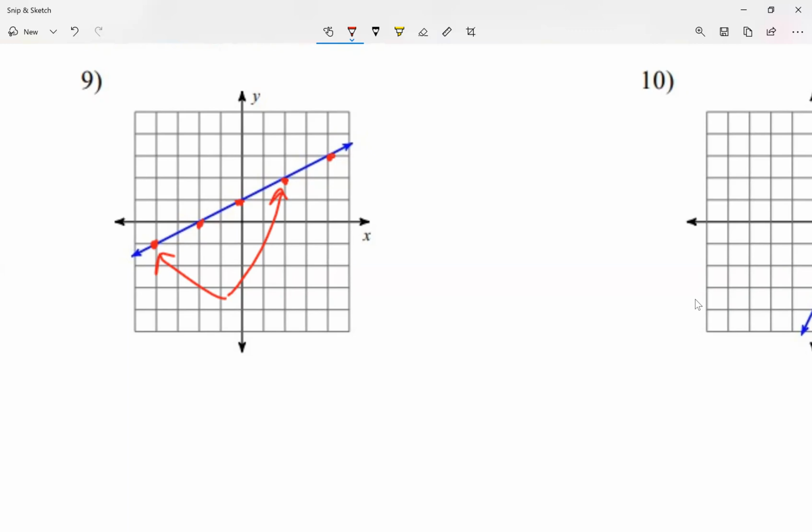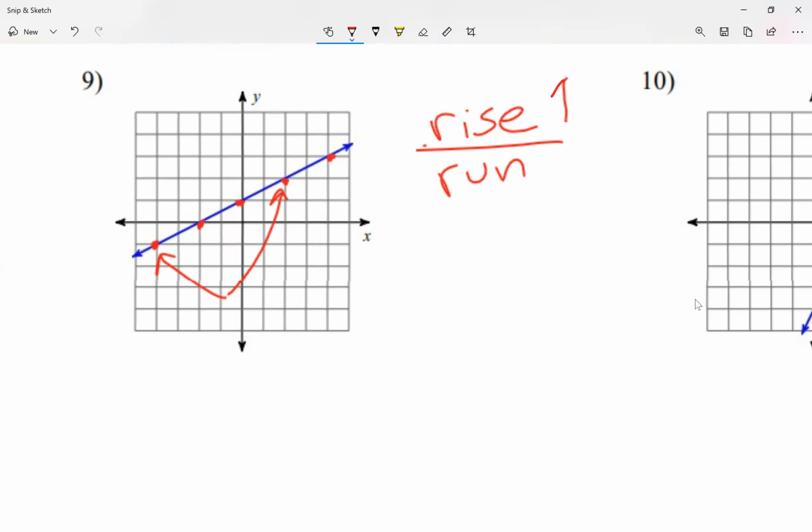Now my slope, I'm going to write my slope as a fraction, and my slope is going to be the rise over the run. The rise means how much did you go up or down. So I'm going to move from one point to the other, and then the rise is how much does it move up or down. And then the run is how much does it move to the right or to the left. On my rise, again, it's up or down. Positive if it moves up, negative if it moves down. On my run, it moves sideways from left to right. Positive if it moves to the right, negative if it moves to the left.